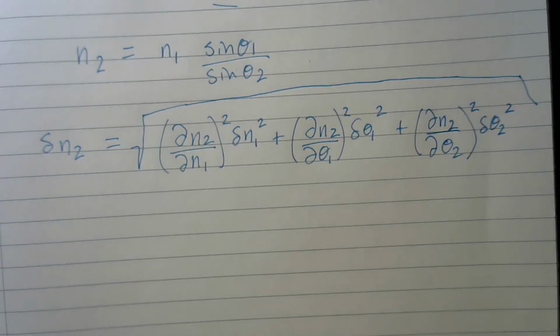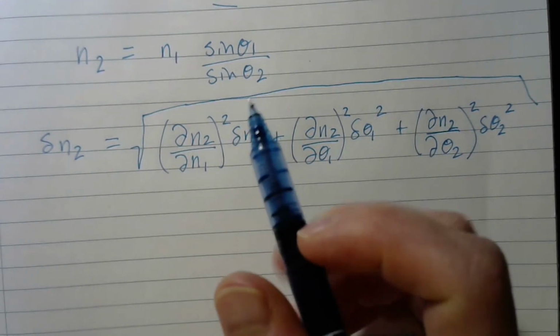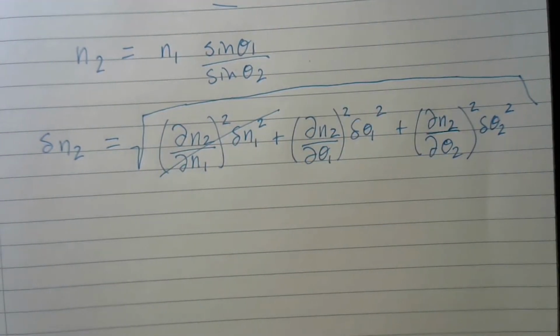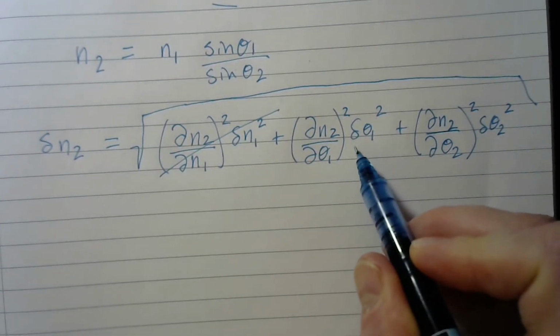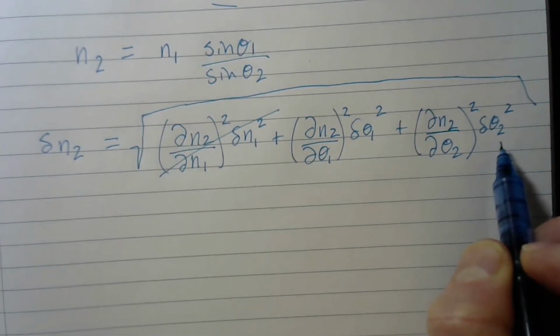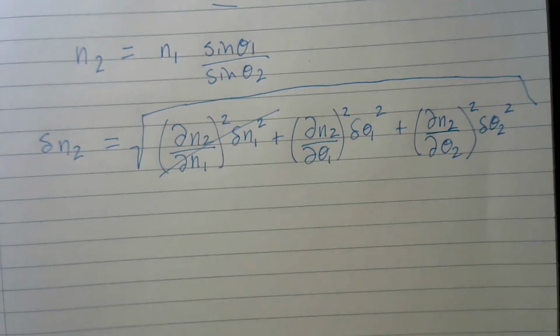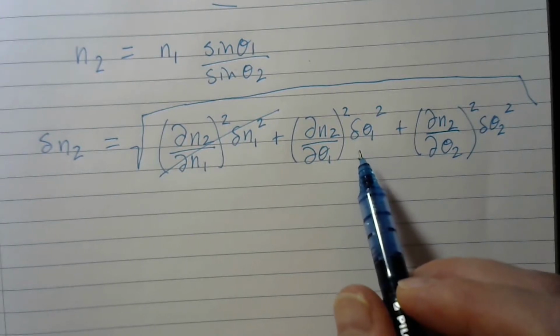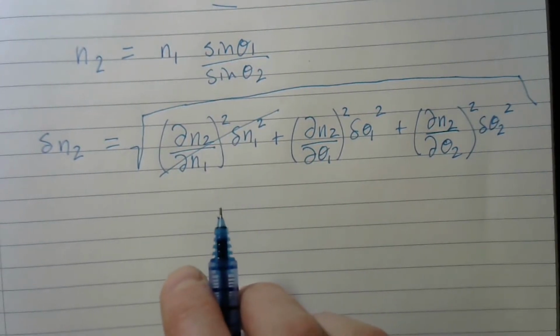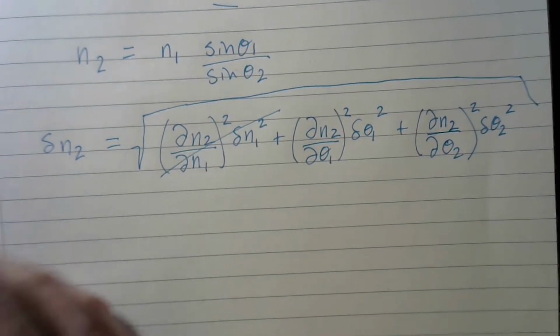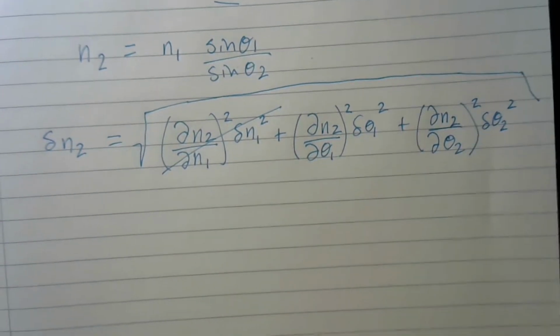Luckily for us, in our experiment, all of the index of refraction for N1, they all have an uncertainty of 0. So we can cancel out this first term right away. And our values of uncertainty of theta 1 and uncertainty of theta 2, those were from your measurements. And it is important that you use these angles in radians. So the only thing we're missing are these two partial derivatives. So I'm going to do that work down here.